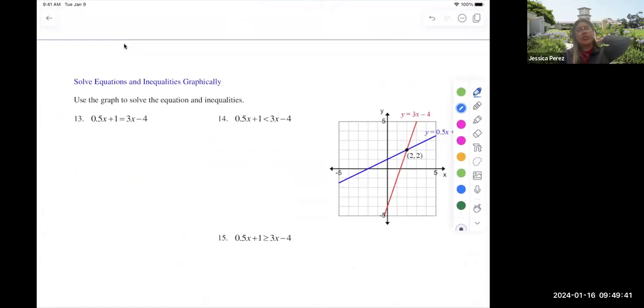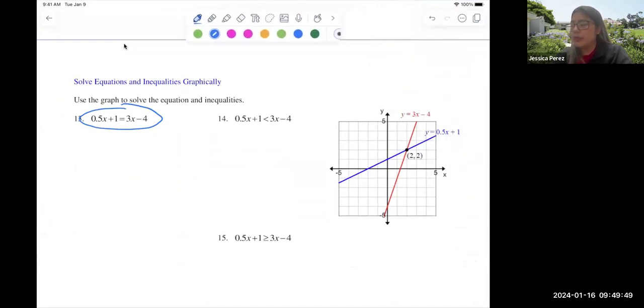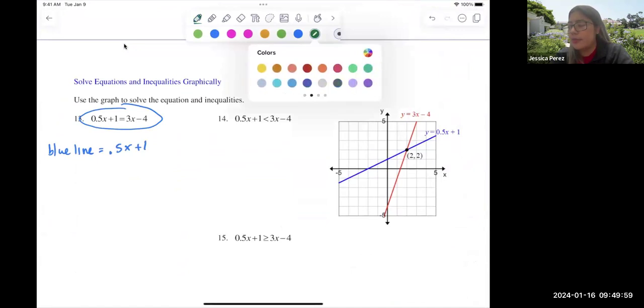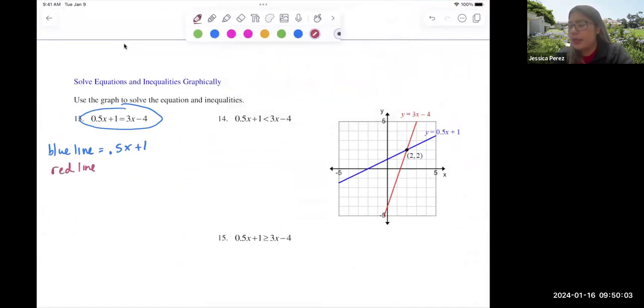equations graphically, just looking at the graphs themselves. So here we have two different lines. So notice that the blue line corresponds to 0.5x plus 1, and then we have our red line. The red line that corresponds to 3x minus 4.